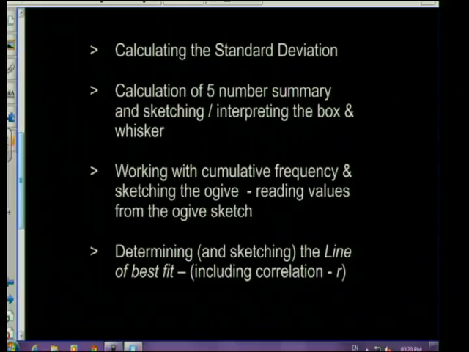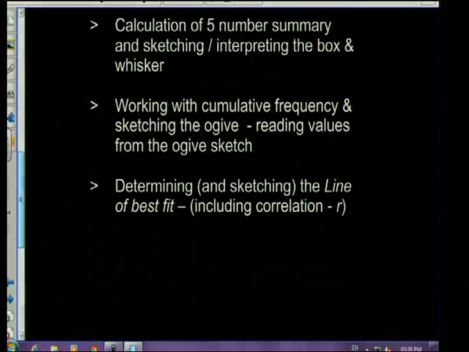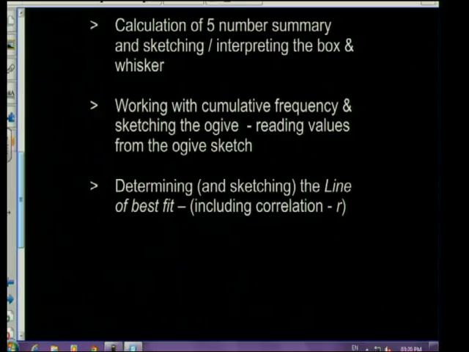Then, of course, with grouped data, we will often work out something called the cumulative frequency, which is an accumulation of the frequencies up to a particular point in time. If we graph the cumulative frequency on the y-axis, we get something called the ogive. And so we have to draw an ogive, and more importantly, you need to be able to read off values from an ogive. And that is an important concept. Again, grade 11, examined in grade 12.